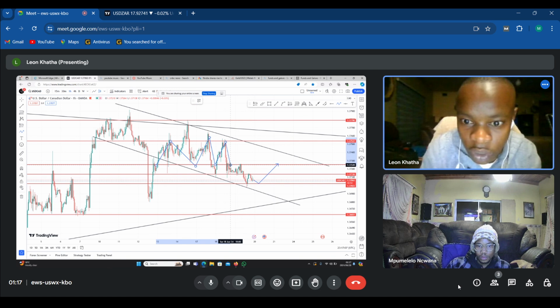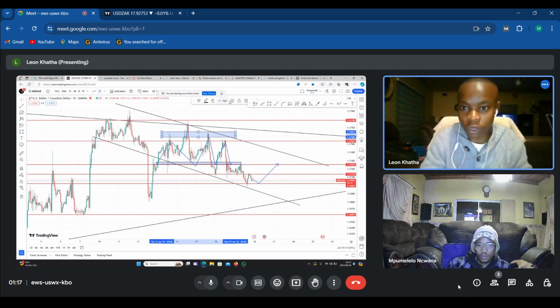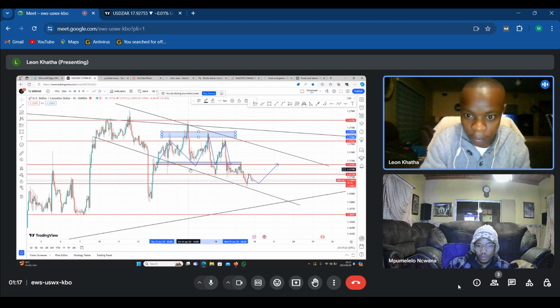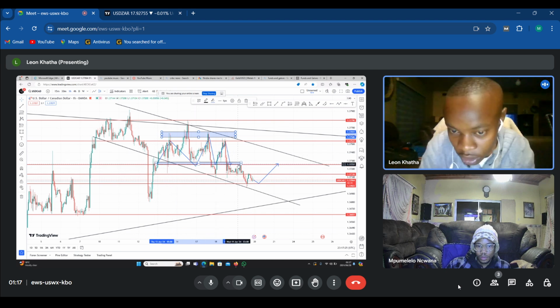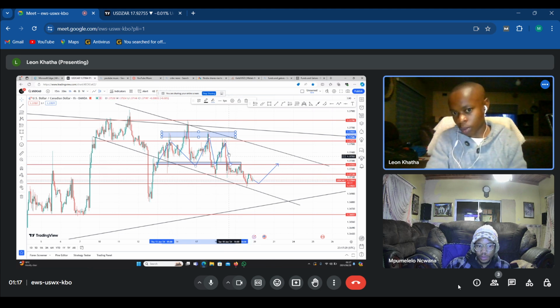You see? So if you check here, we have a ground here. If you check properly, it's a ground here. Well, you see this ground. So here it was gonna be our resistance. Here's our resistance, and then here's our support down here. So you see that the support was turned into resistance, whereby we have the market breaking out and then coming to this retest. It was a support.